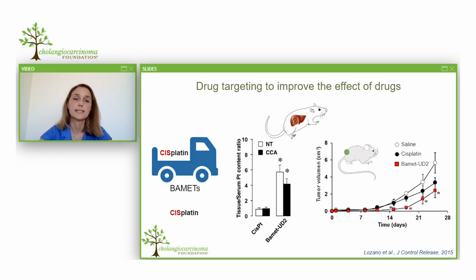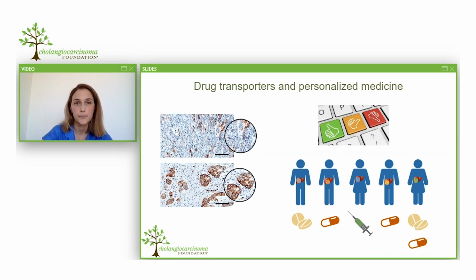What we have done is to synthesize a family of compounds by binding cisplatin to bile acids. Cisplatin is hidden in the bile acid, and we have sent this compound to the tumor. When we compare the effect of BAMETs with cisplatin, we found that the amount of drug in the tumor was higher than when we administered cisplatin, and also the anti-tumoral effect was better. And the toxic effect was less because BAMETs are maintained in the intrahepatic circulation.